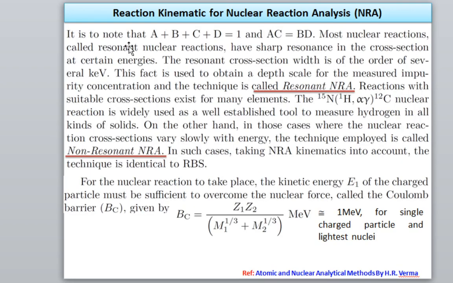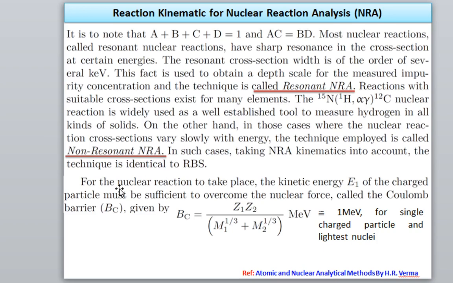Note that A plus B plus C plus D should be equal to 1 and AC is equal to BD. As I told, nuclear reactions may be of two types, resonant nuclear reaction and non-resonant nuclear reaction. I have described this earlier also. Non-resonant nuclear reaction analysis, NRA, is quite similar, identical to the RBS.